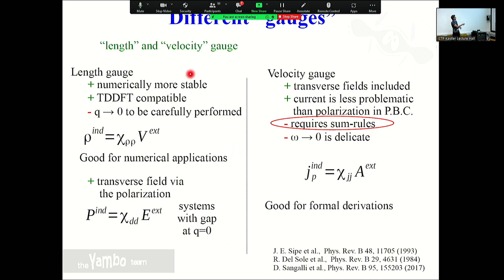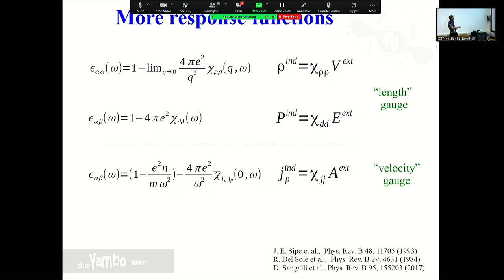So let me highlight a bit the difference between the length gauge, so going through the density or the dipole response function, and the velocity gauge, where you go through the current. And the main message is that this one is much more general, and it's very good to use to go through formal derivations. You have the vector potential, so you can describe both longitudinal and transverse fields. You have everything there. But there is a drawback. This approach is very delicate with respect to the omega going to zero limit. Indeed, if you look at the expression here, there is this 1 over omega squared, and there is this diamagnetic term.